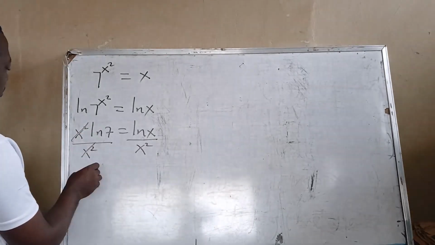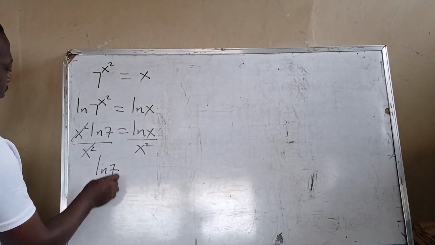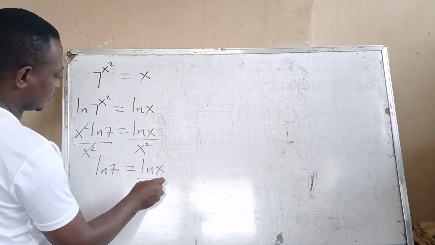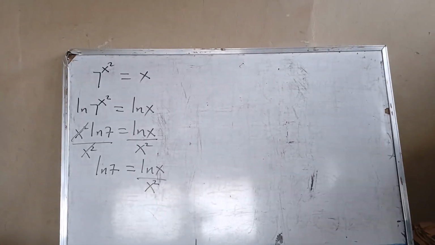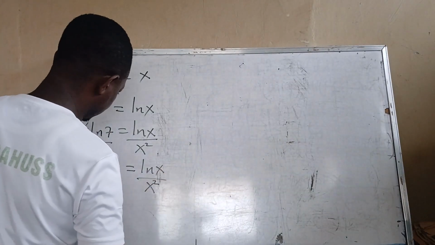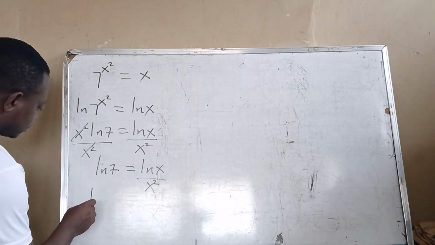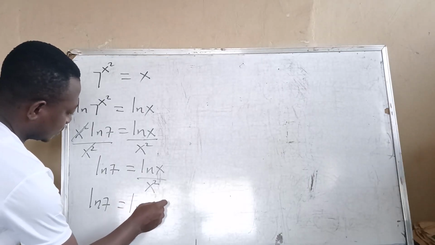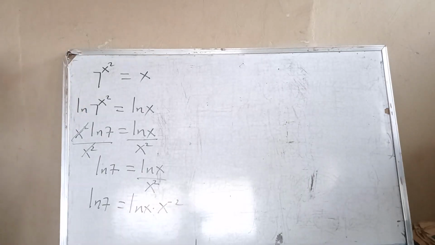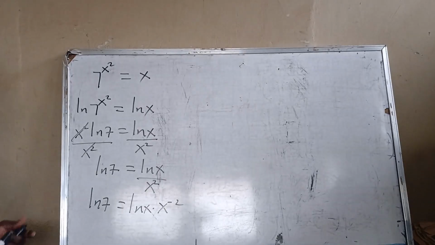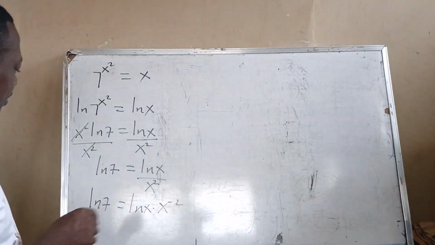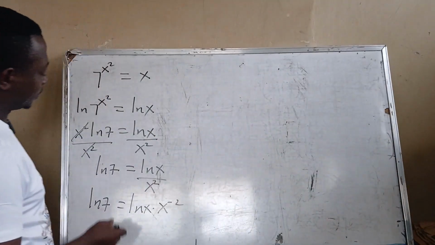So this one will cancel. So I have ln of 7 equals ln of x over x squared. Now from here, I want to write this one in linear form. So what I will do is make it ln of x times x to the power minus 2. Okay, now let's apply the Lambert W function here.